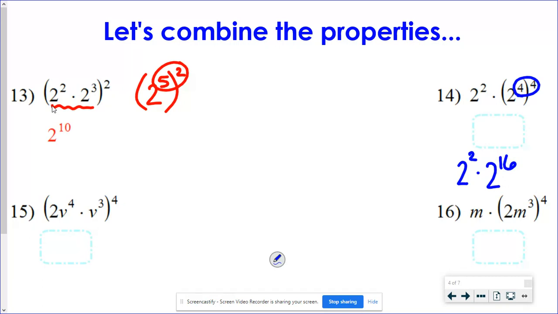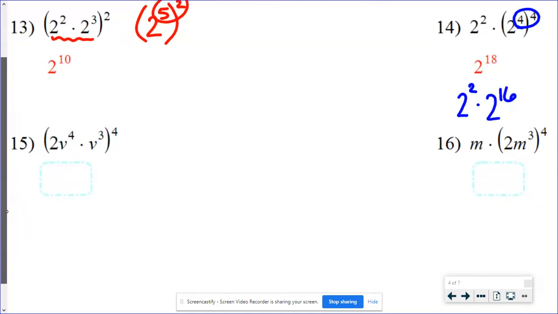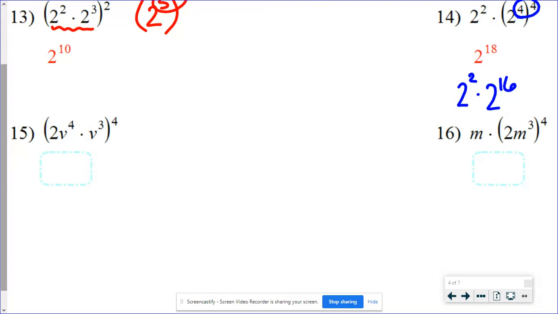And now they've got the same basis, so we would add those exponents to get 2 to the 18th. In number 15, again, I prefer to simplify stuff in the parentheses first if I can. If you wanted to, remember you can put a 1 right there. So I would have the 2 times 1 would give me a 2. I've got a v to the 4th and a v to the 3rd, so that would be v to the 7th. Same basis, we add the exponents.